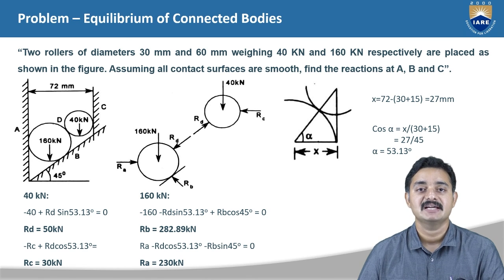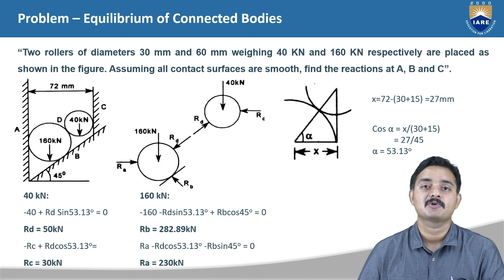Thus, the reactions at A, B and C are 230 kilonewtons, 282.89 kilonewtons and 30 kilonewtons respectively. In this way, by drawing the free body diagrams of individual bodies in a connected body system, we can obtain the reactions and other unknown forces. Thus, the problems will be solved.